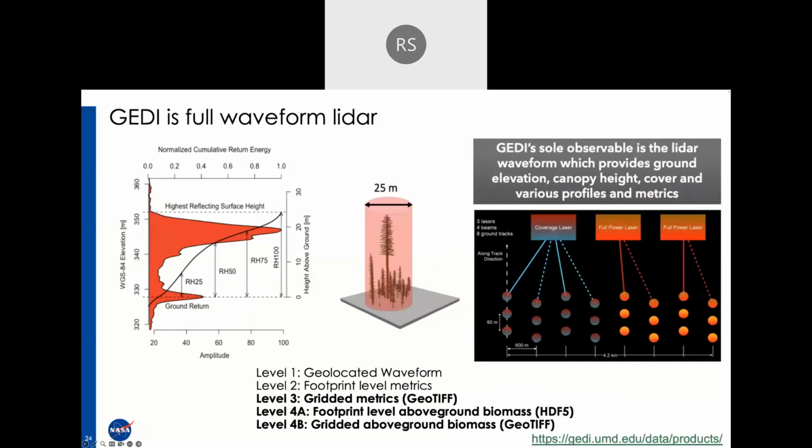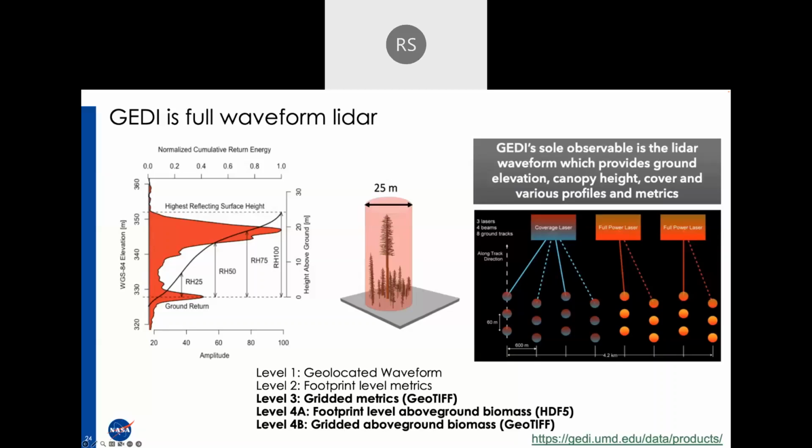While ICESat-2 uses photon counting lidar, GEDI uses a full waveform lidar with about a 25-meter footprint. ICESat-2 had 6 tracks, and GEDI collects data in 8 tracks with its 3 near-infrared laser sensors covering about 4 kilometers of ground width. There are 4 coverage beams and 4 full-power beams.